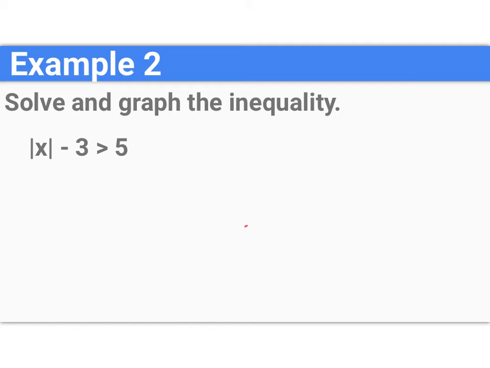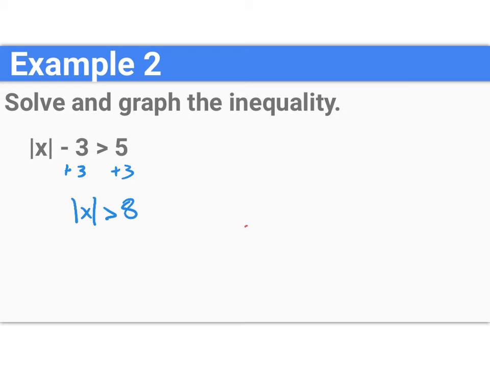Okay, so let's look at our second example, greater than. The first thing we have to do is get rid of everything outside of the absolute value like we did in the previous one. So add 3 to both sides. The absolute value of x is greater than 8.